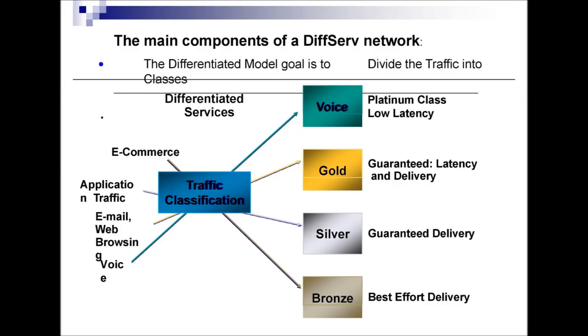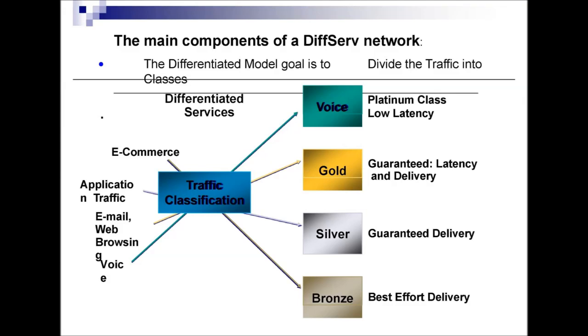On the left side, you can see traffic classification. Traffic means data which we transmit with the help of any network. So data or traffic may be of e-commerce type, application traffic, email, web browsing, voice, multimedia, and so on. And on the right side, you can see different types of classification. First of all is voice, second is gold, next is silver, and next is bronze.